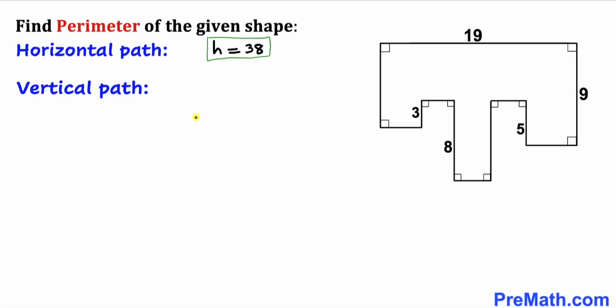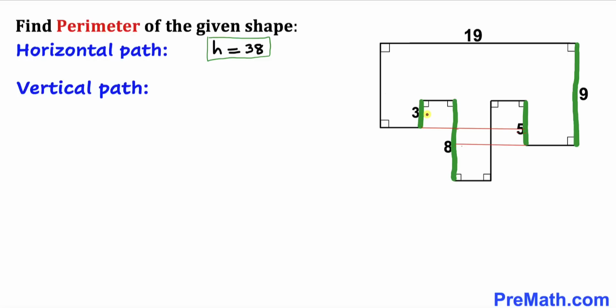And here's our next step. Let's go ahead and focus on the vertical path of this boundary. Now we know the value of these vertical segments. This is 3 units, this is 8, this is 5, and this is 9. And now we are going to calculate the vertical length of these segments, this one and this one as well. So therefore, we are going to draw these dotted lines over here and likewise over here as well.